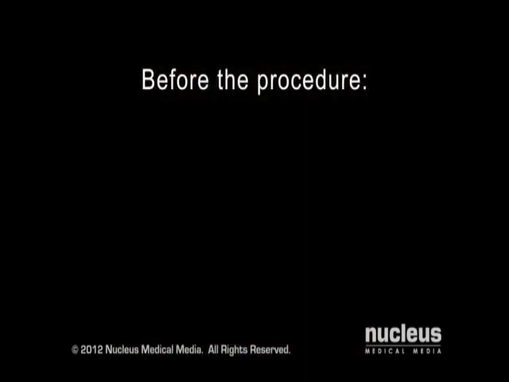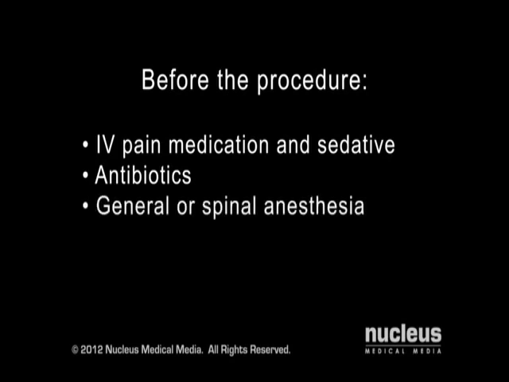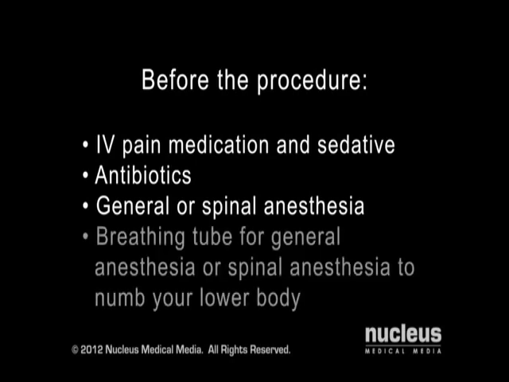When you arrive at the hospital for your surgery, an intravenous line will be started. You may be given antibiotics to decrease your chance of infection. A TURP may be performed under general or spinal anesthesia. If you're given general anesthesia, you will be unconscious and a breathing tube will be inserted into your throat to help you breathe for the duration of the operation.